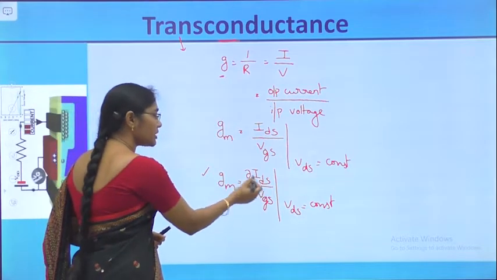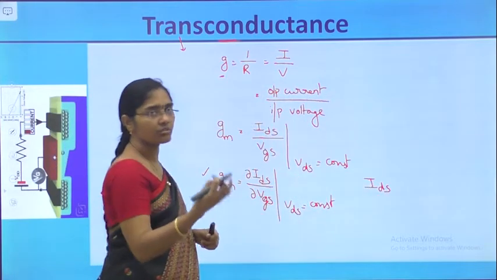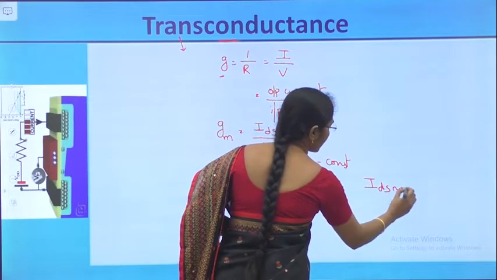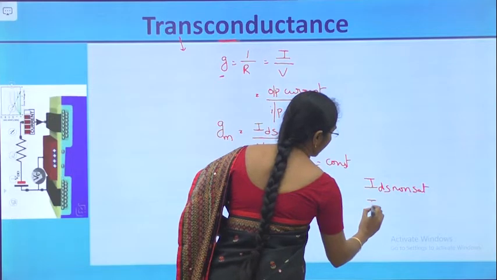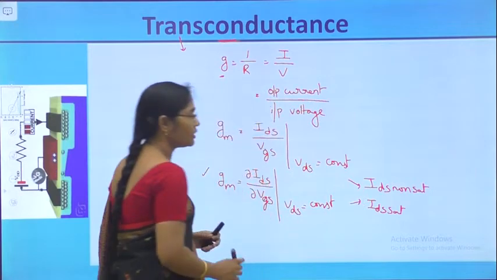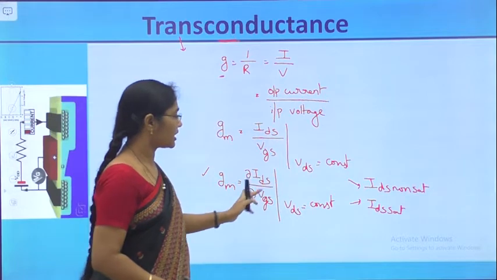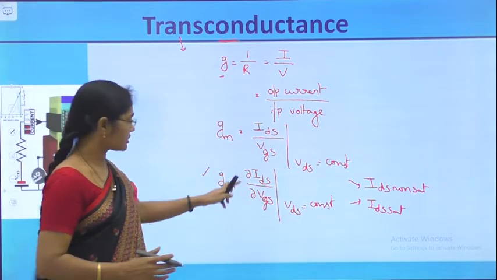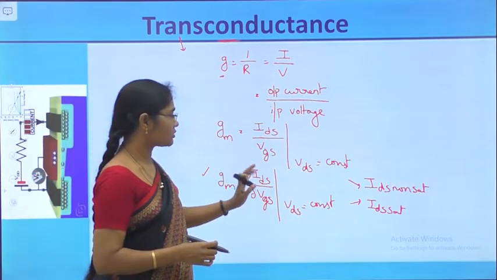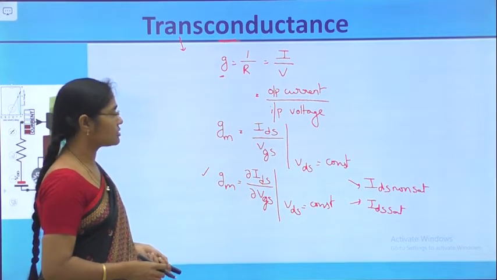And already in the previous lecture, we have seen IDS has 3 values: IDS in cutoff, in non-SAT and in SAT. In cutoff it is 0, not required. So, we have to take the IDS non-SAT equation and the IDS saturation equation. So, both means we are going to have 2 GM equations. First, let us see the IDS non-SAT and then the IDS SAT, and derive each with respect to VGS. Let us see what those values are.